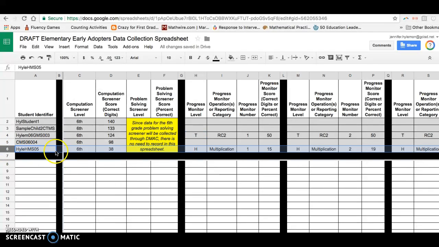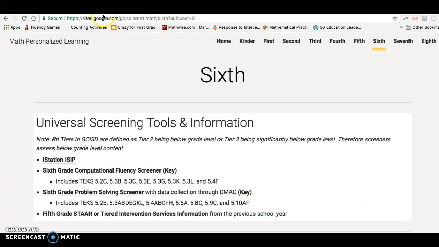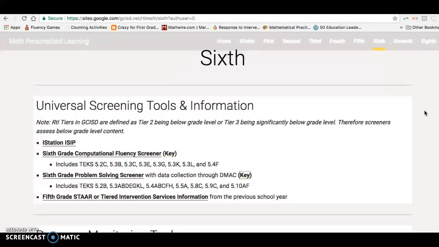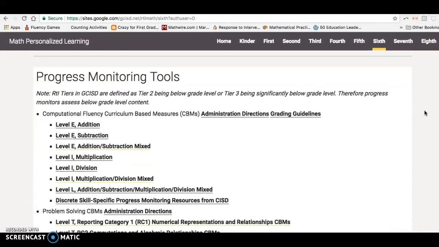For the student in this row, the computation score was very low in comparison to other students, and so it was determined that this student would need intervention in computation, and therefore we would use a computation progress monitor with this student. All that progress monitor information can be found below the universal screening information on our website.